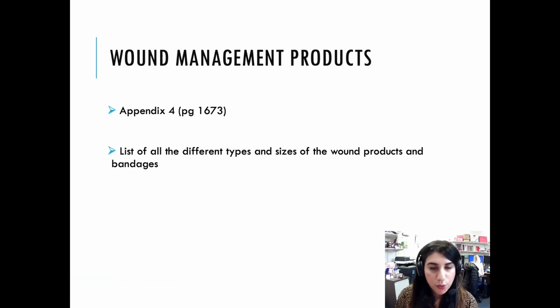Appendix 4 is the wound management products. So obviously there's a lot of dressings and bandages that you can get on the NHS. So they list the different types of bandages and dressings, and their sizes are on there as well. So that's all in Appendix 4.